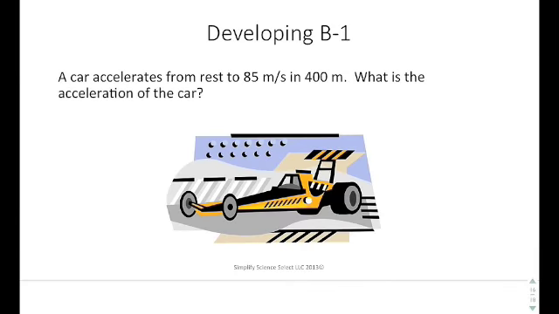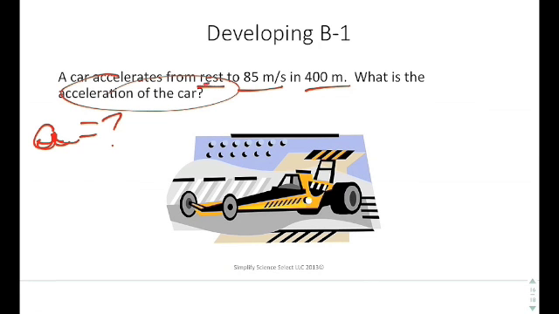It says a car accelerates from rest, so we're going to underline that, to 85 meters per second in 400 meters. What is the acceleration of the car? So I know that I'm trying to solve for the acceleration, so I'm going to go ahead and just write that off the bat: A equals question mark. I know that I have an initial velocity of 0 because of the term rest. I know that I have a final velocity of 85 meters per second.